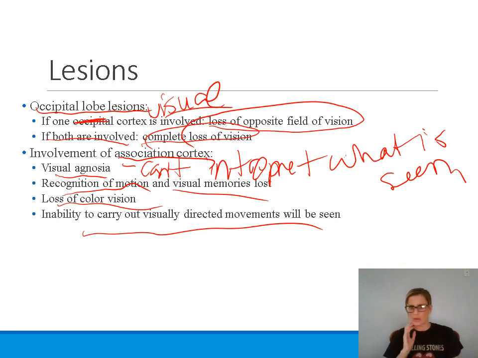You'd be surprised how frequently we sign things, right? We tell people what to do by pointing or whatever. Or, you know, there are street signs that don't have words on them. They're just pictures. And you lose the ability to recognize what that means to you. Or again, visually directed movements. Like if I point at something right now, you know to turn and look at it, but you wouldn't understand what that meant with lesions in the association area of the occipital lobe.